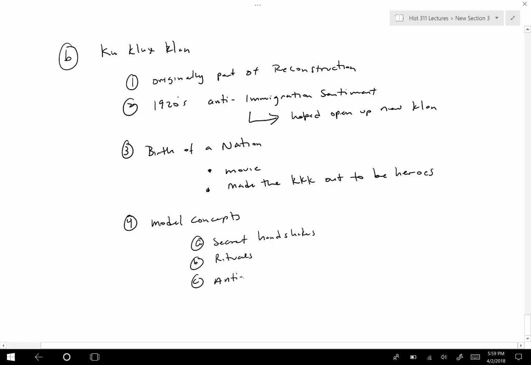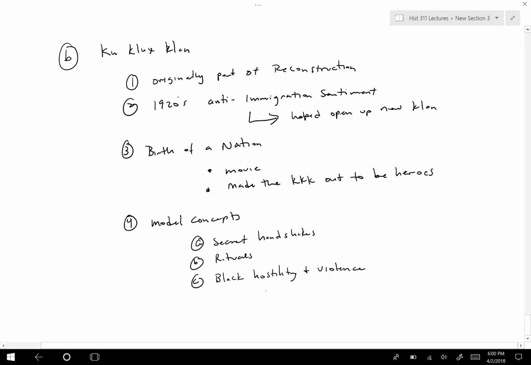anti-black, so basically black hostility and violence, although not quite to the same sense of that. It started off small, and then you had Hiram Evans.